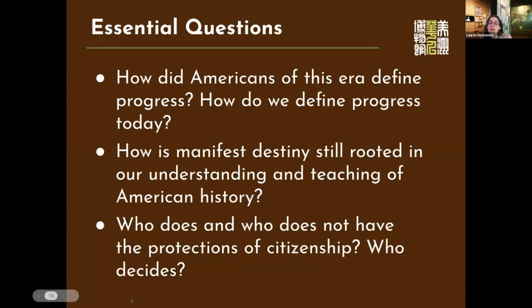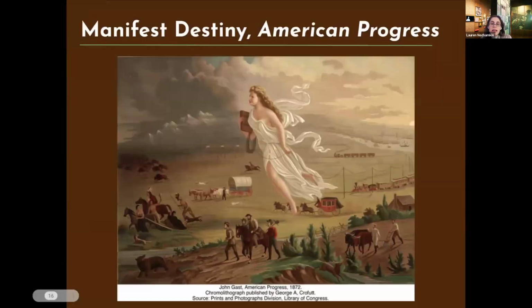Some of the questions we'll consider are on this screen, and some you probably consider in your classrooms today. How do we define progress today, and how did Americans define progress in that time? And how is Manifest Destiny still rooted in our understanding and teaching of history? So we're going to take a quick look at this image, and maybe you can share in the chat if you've seen it before.